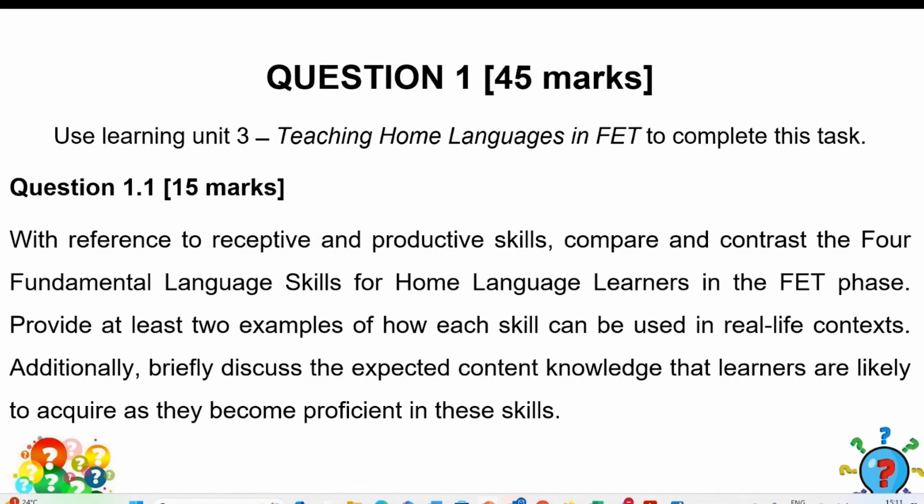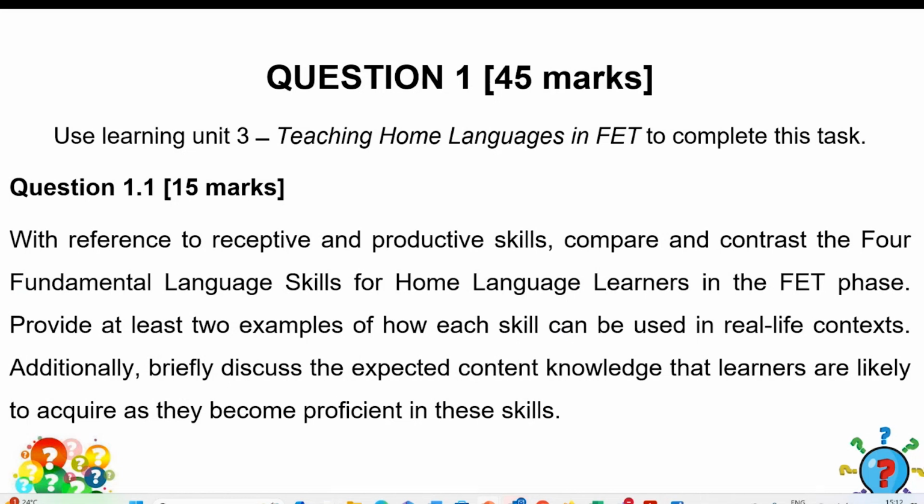Now, the main purpose of this module is to discuss the first question that is asked. By now, hopefully you've read question 1.1, and it talks about the receptive and the productive skills and asks you to compare and contrast the 4 fundamental language skills for home language learners in the FET phase.